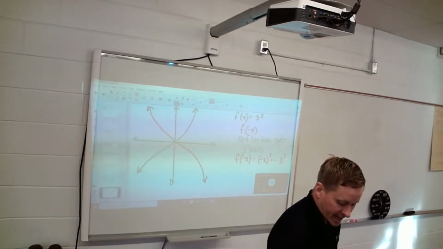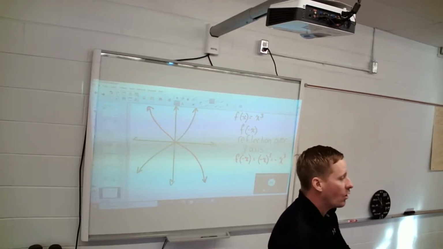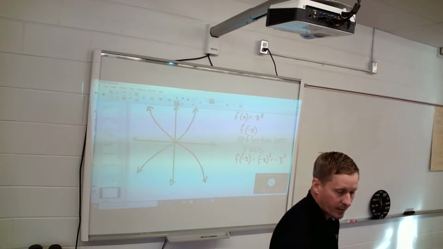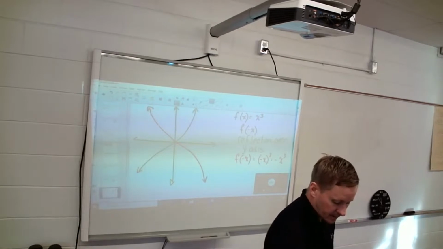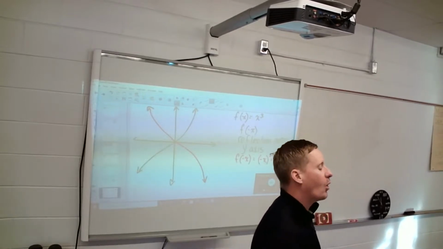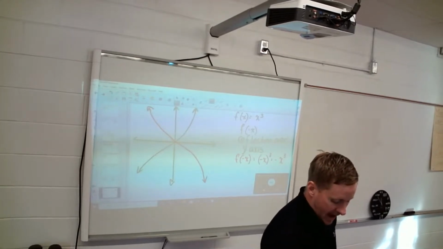Reflection of the function in the... This is why I don't like this. In the means the same as over. So which axis are we flipping over? Y. That's correct. If it's a horizontal flip, you're flipping over the y-axis. Okay? So x, y.